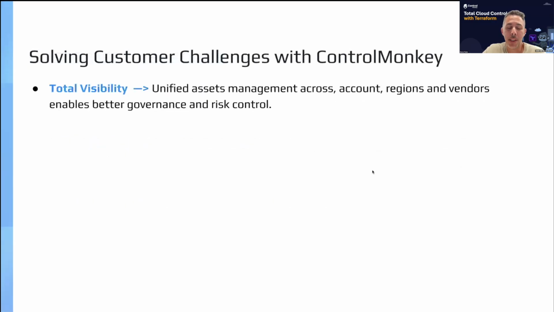Let's see how ControlMonkey helped them. The first thing that ControlMonkey helped with is total visibility, providing unified asset management across accounts, regions, even vendors. They're using AWS as their primary cloud vendor, but they're also using all kinds of third-party vendors like Datadog and Cloudflare and others. So with ControlMonkey they gained full visibility, eventually getting better governance and reducing any blind spots that they had.